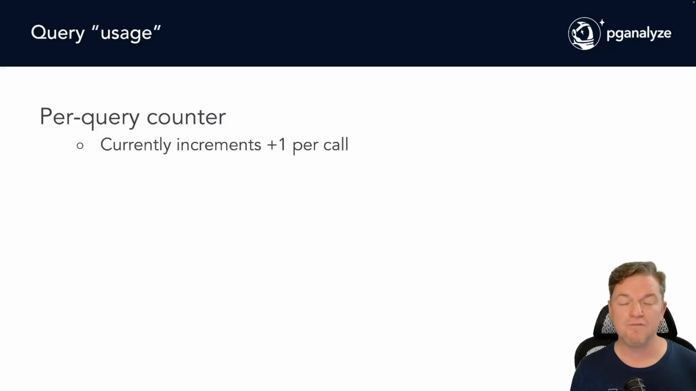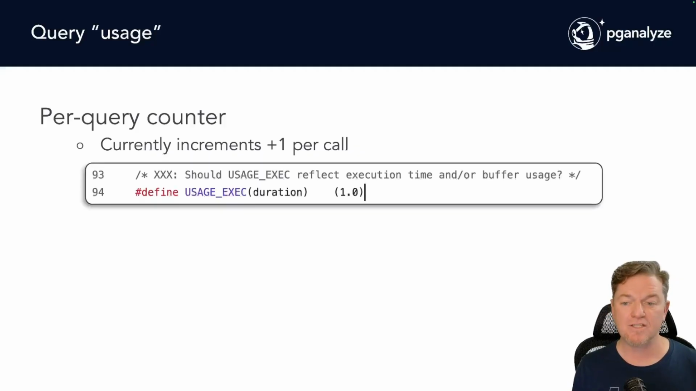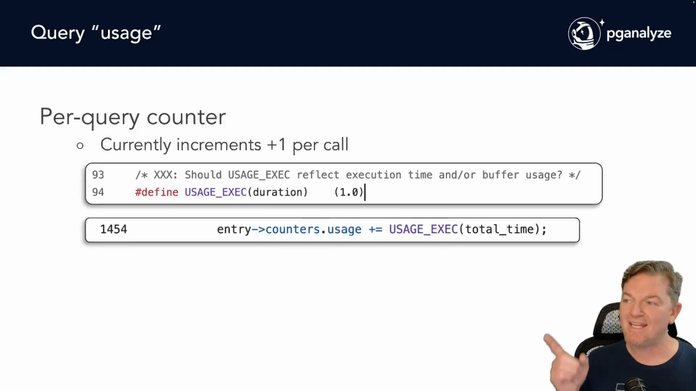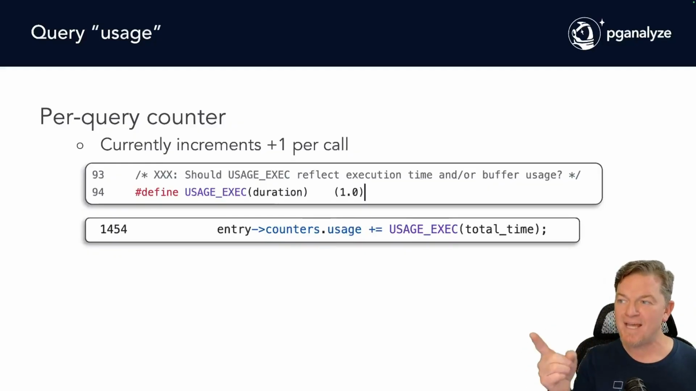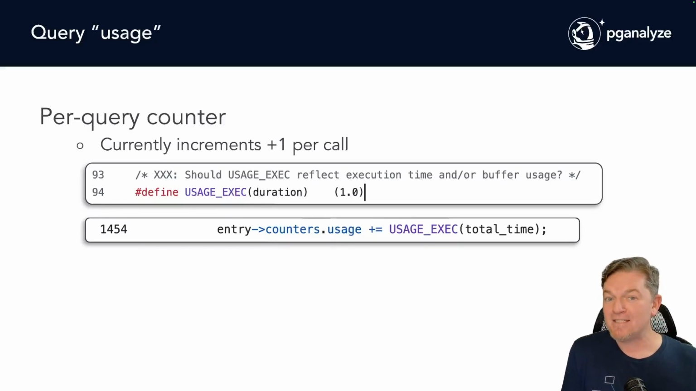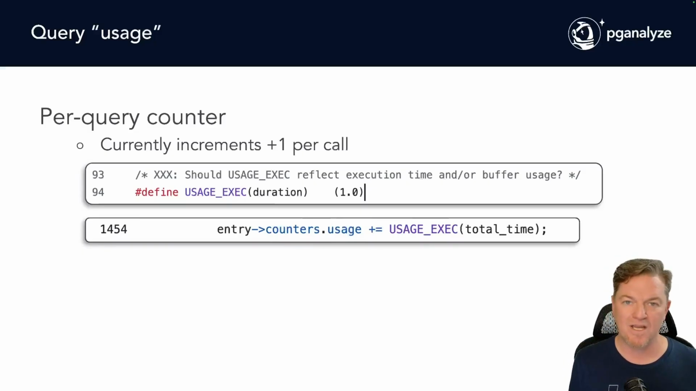And then we have that usage value that I just mentioned. This is, as I said, a per query counter that is stored alongside all the other metrics. It is incremented at a +1 value every time a query finishes executing. Now, the interesting thing is that it is actually increased by this function called usage exec, and it passes in total time. But you'll notice up there that it is actually then statically typed to a value of 1. And so every time it's called, it does pass in total time, but it's not adding up total time. It's just incrementing this usage value by 1.